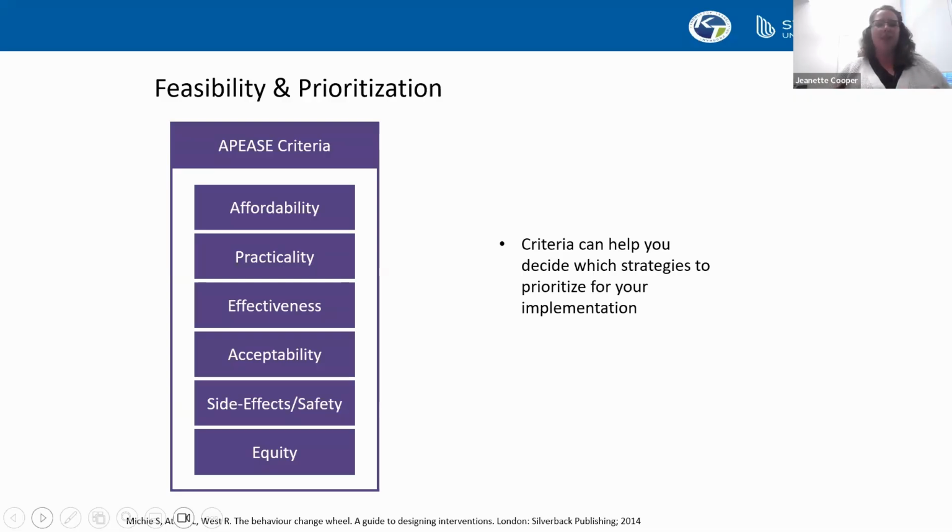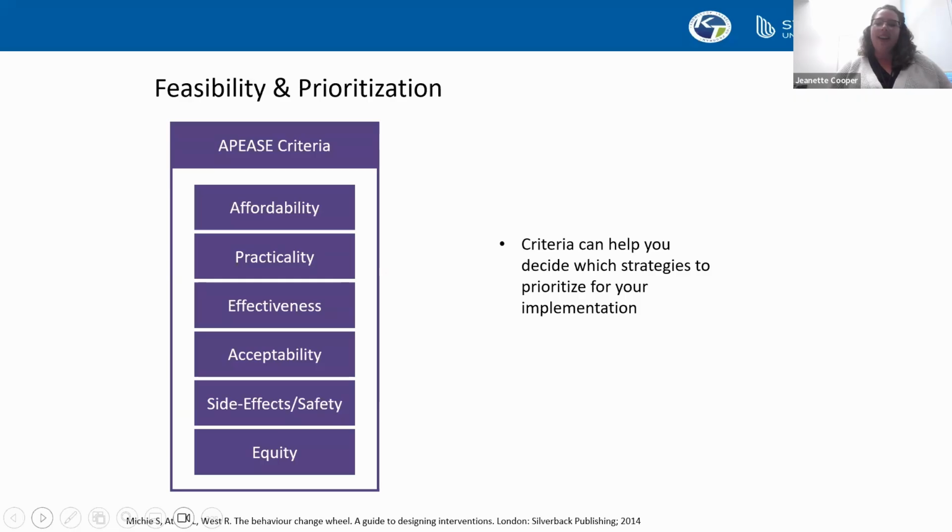But once we looked at those two things, we might still say, okay, we still have a lot of options for implementation strategies, and we're not really sure which one we should decide to address. And so we want to work with our knowledge users. So it might be patients or clinicians, because they might help us pick which ones are going to work best. But then we can also use these criteria. They're called the APPEASE criteria.